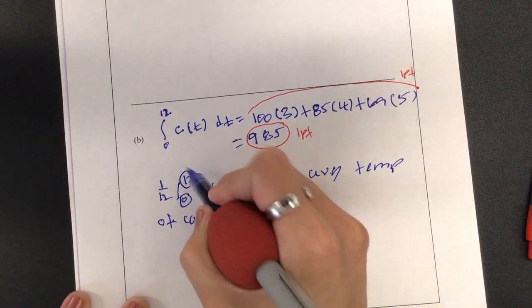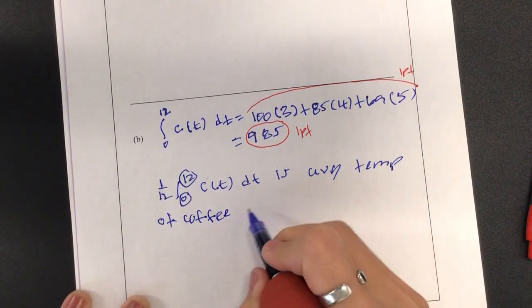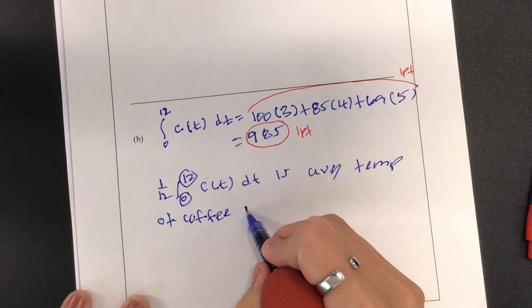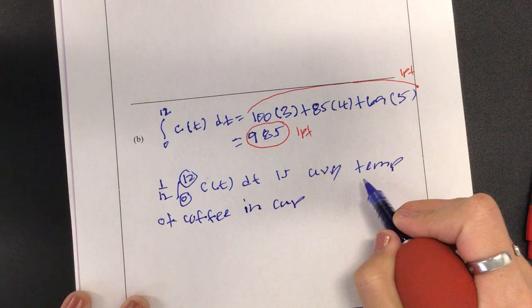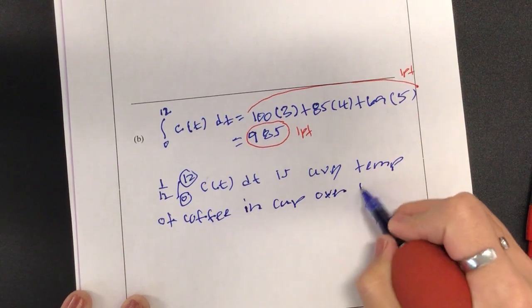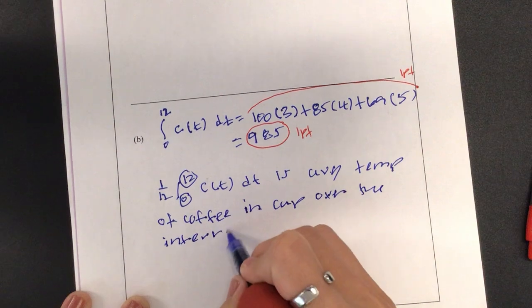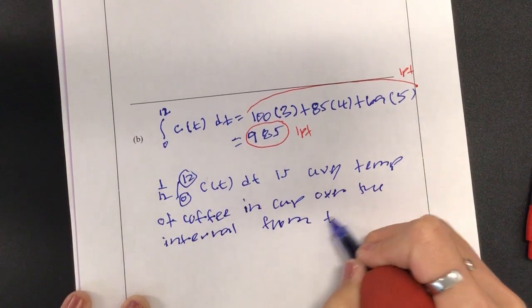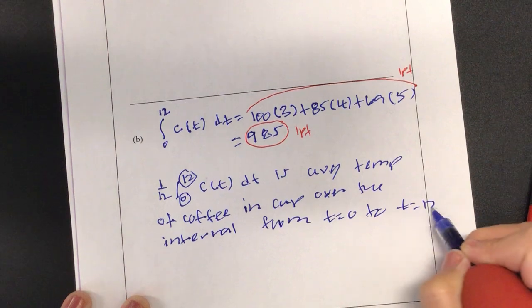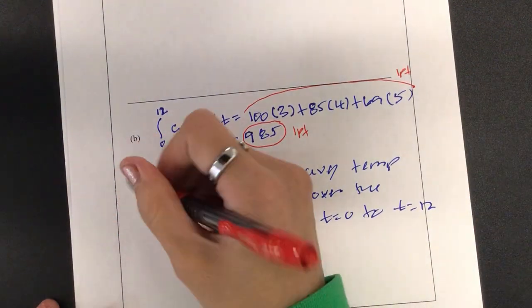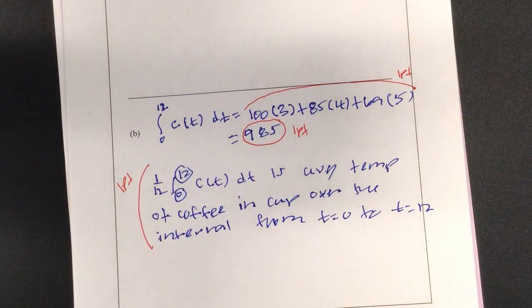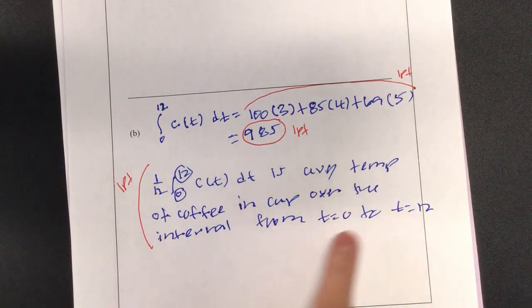From what time to what time? What's my bottom and top? Good. Coffee in a cup. I guess writing more is good. Over the interval from t equals 0 to t equals 12. So having all that, it's going to give you another point. So always write more. If you're like, can I just write 0 to 12? I think it'll be fine as long as you include the word time. But did I use the word time anywhere? Because I didn't include the time, I should write t is equal to 0 to 12. Is everyone good with that?